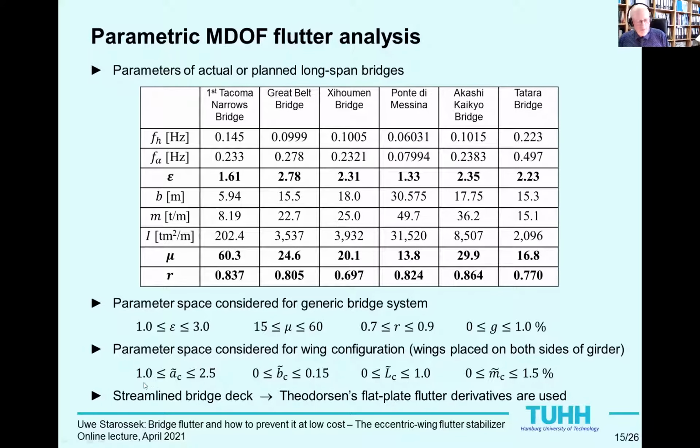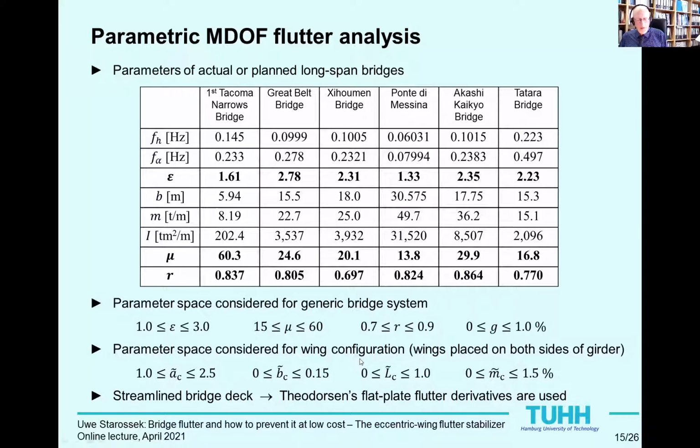A value of 1 corresponds to wings placed directly above the edges of the bridge deck. Values greater than 1 correspond to wings positioned outboard of the bridge deck. The relative wing length, L_C tilde, was varied between 0 and 1. A value of 1 corresponds to wings placed along the entire length of the bridge, and a value of 0 corresponds to a bridge without wings.